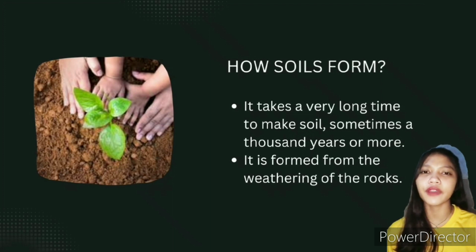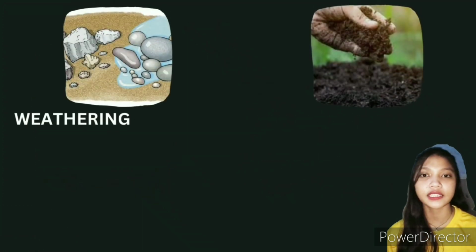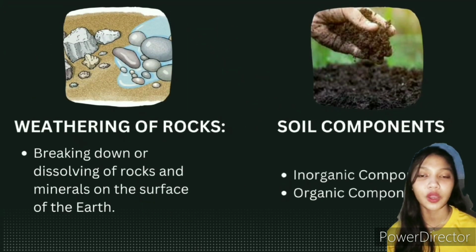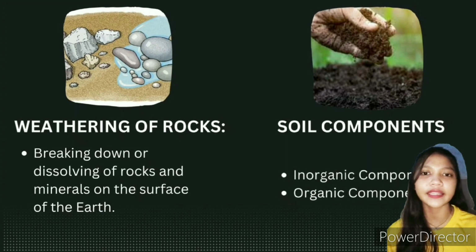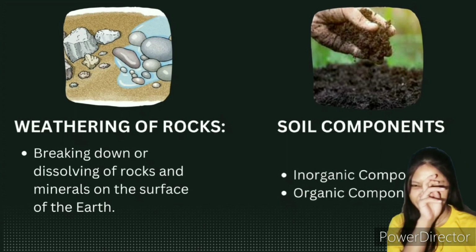So, it takes a very long time to make soil, sometimes 1,000 years or more. It is formed from the weathering of the rocks. So, what is weathering? Weathering describes the breaking down or dissolving of rocks and minerals on the surface of the earth. Water, ice, acids, salts, plants, animals, and changes in the temperature are all agents of weathering.